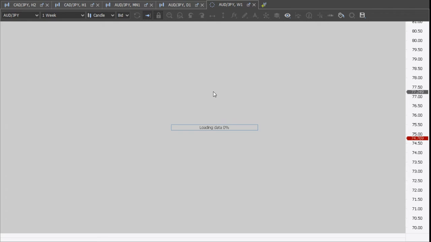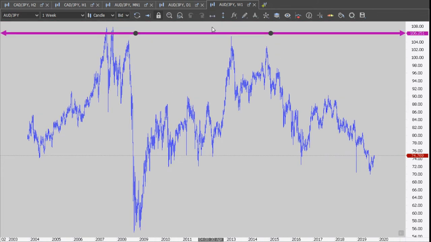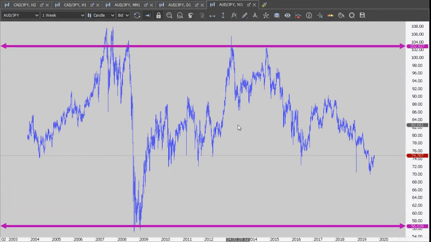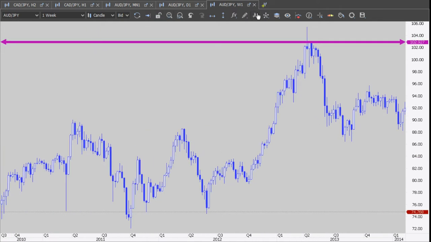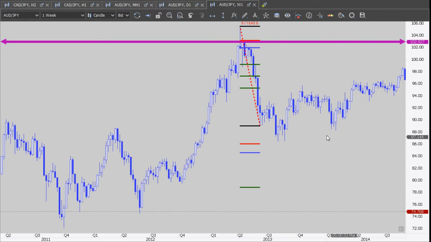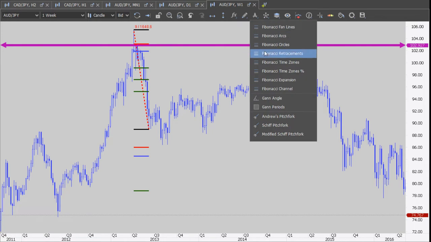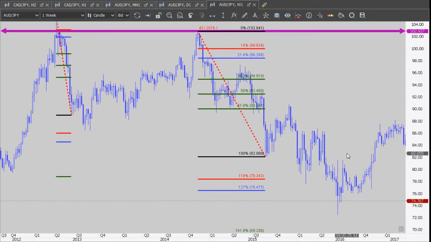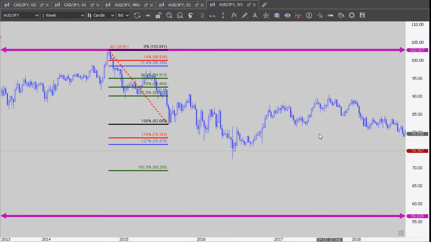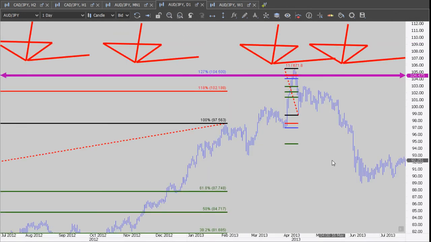AUD JPY weekly chart. Let's compress the chart. So, upper band, lower band. What to do? The market hit the upper band, reverse your Fibonacci. This is it. The market went sideways, hit the red line. What to do? You follow the market. This is the second Fibonacci on the weekly. It's the same way, ABCD, ABCD, ABCD. And the same goes on the daily, it's exactly the same.